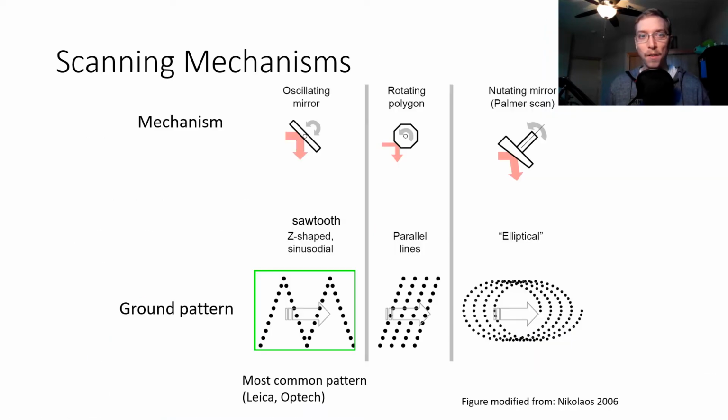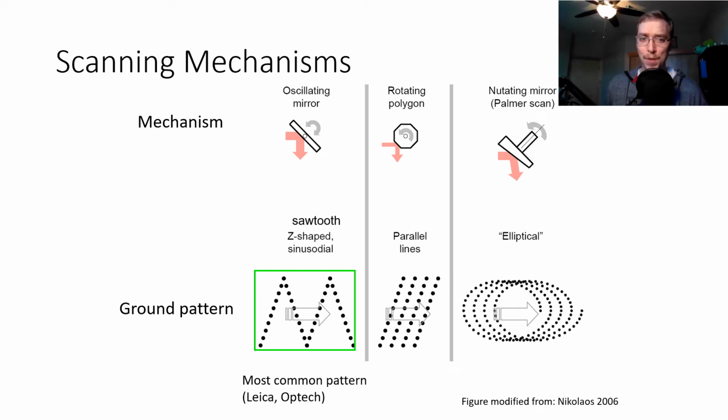Now, that's not all, because there are different ways to send out that pulse. There are different scanning mechanisms. So there's an oscillating mirror, which you can see on the top, a rotating polygon, and a nutating mirror, or a Palmer scan. So basically what we're seeing here is just different ways to collect that pulse and send it out. Most common is that oscillating mirror. What you get is this Z-shaped sinusoidal return. It's the most common pattern that we use.